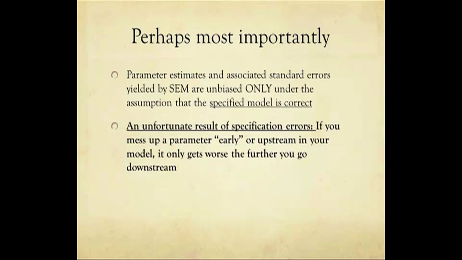So to kind of pound this point home, your parameter estimates and associated standard errors are going to be unbiased only under the assumption that the specified model is correct. If you make an error or omit a variable or something really early on, upstream in your model, it only gets worse the further you go downstream. So if you were to do a traditional, standard regression technique, this would actually protect against this sort of issue, where you'd be running these separate models. In SEM, you make one little error upstream, it's going to affect the entire model.